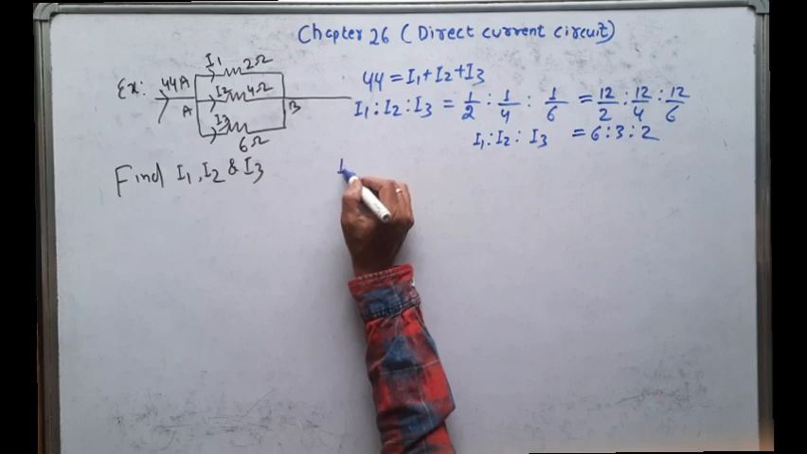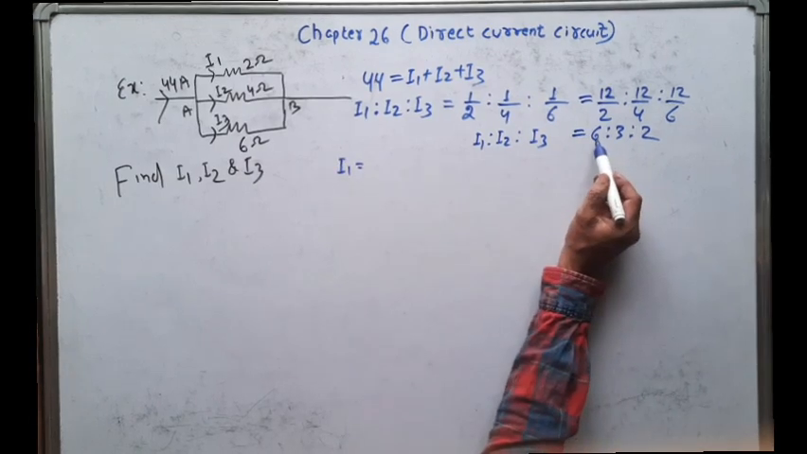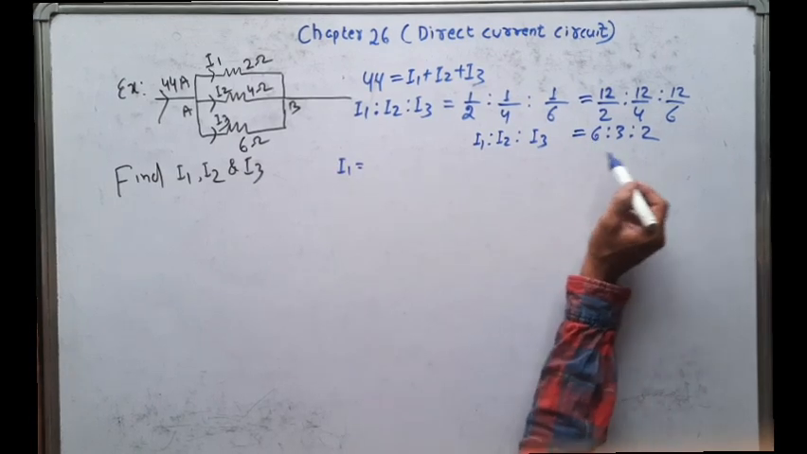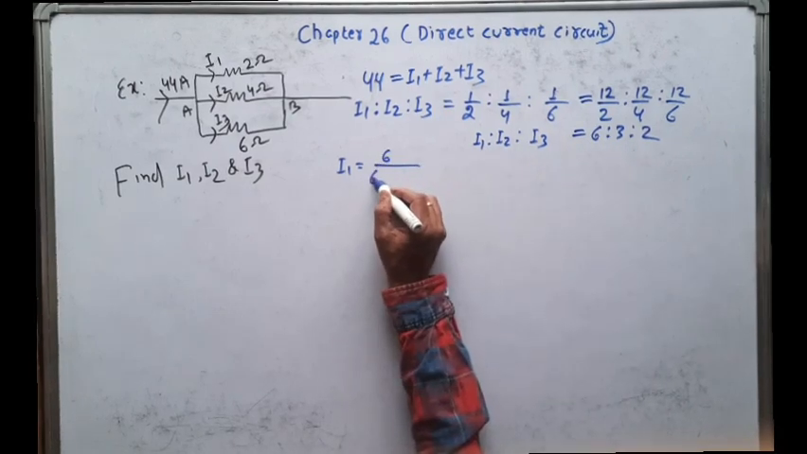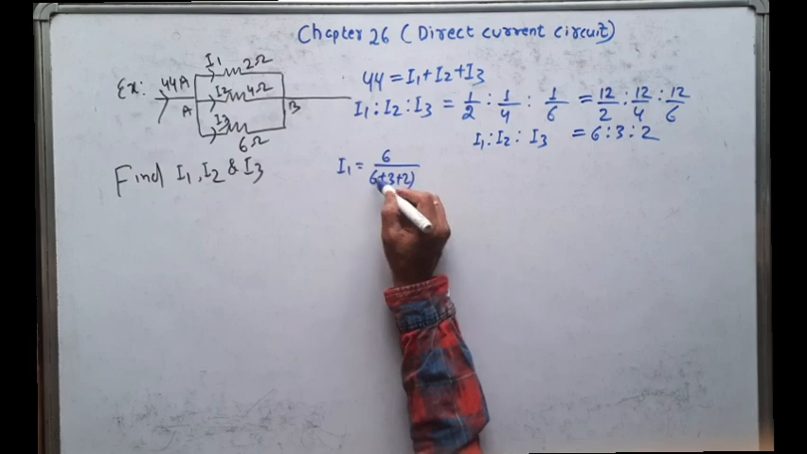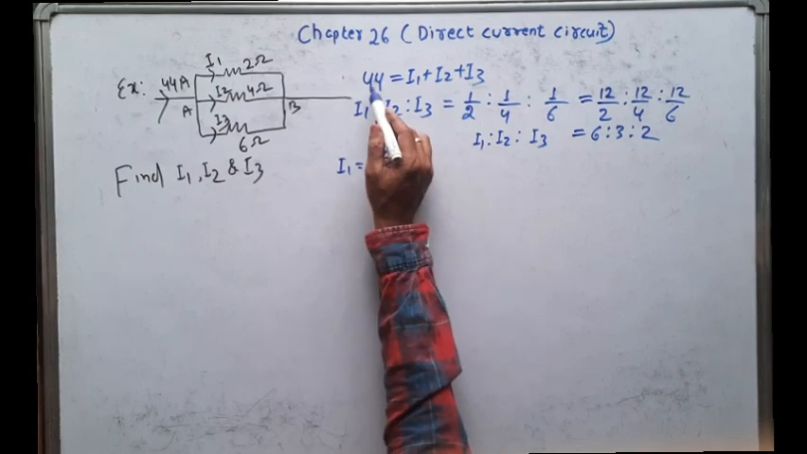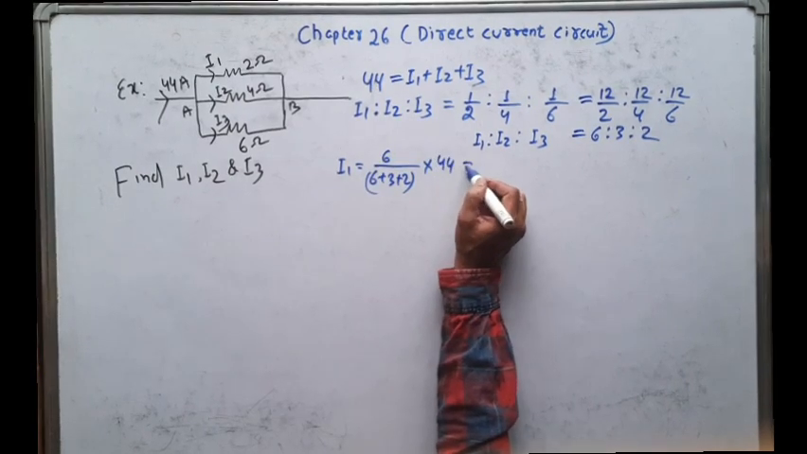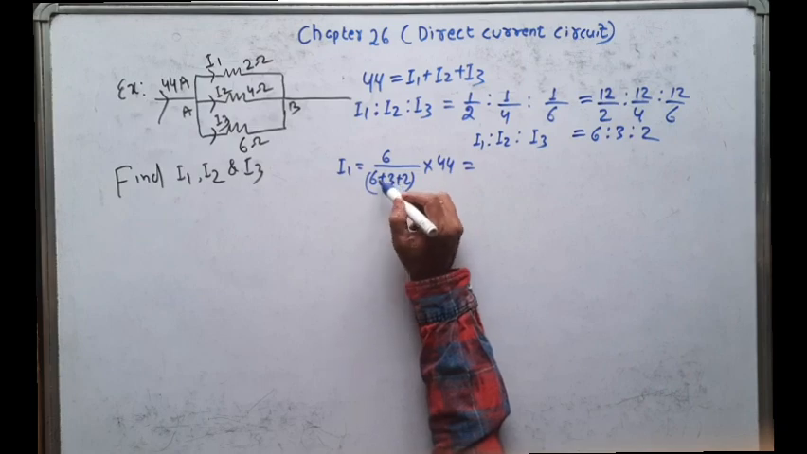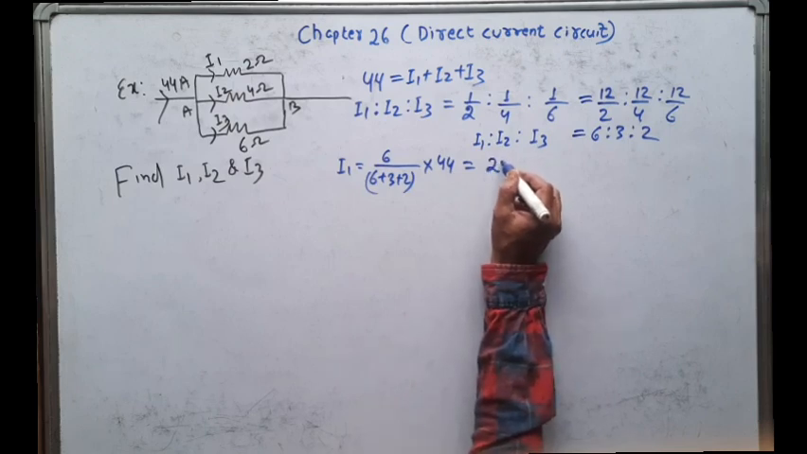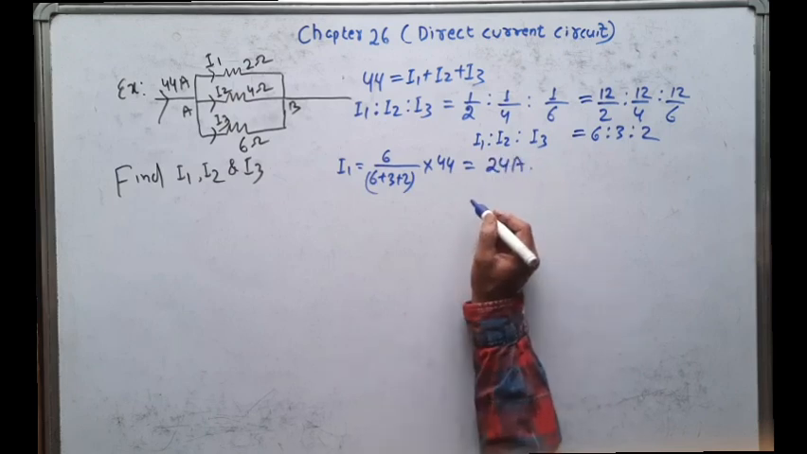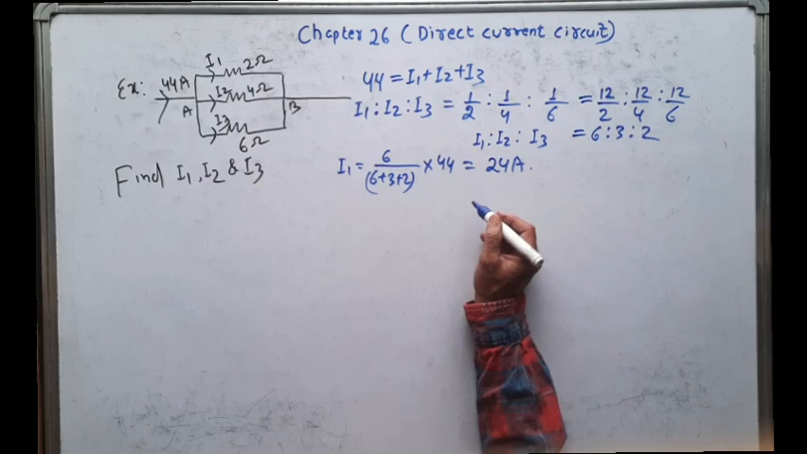Now I want to find I1. So I1 is what part of the total fraction? That is 6. So 6 divided by 6 plus 3 plus 2 into total current. Total current is equal to 44. So that is equal to 6 by 6, 3, 9 plus 2, 11, into 44. So I1 is equal to 24 ampere.